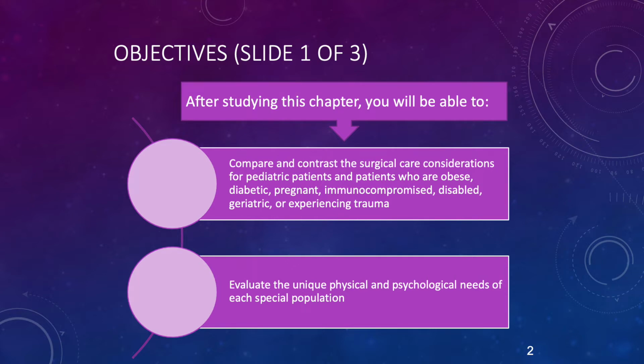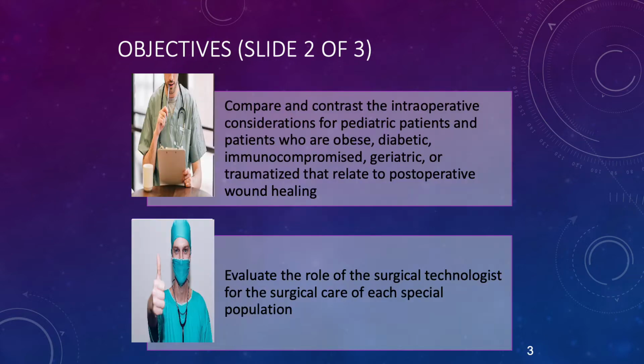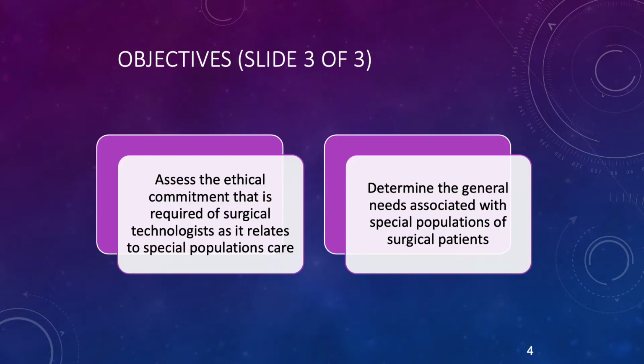After studying this chapter, we should be able to compare and contrast different surgical care considerations for a variety of specialty populations. We should also be able to evaluate the physical and psychological needs of each specialty population, as well as compare and contrast the intraoperative considerations for each specialty population, and evaluate the role of the surgical tech in regards to each of those specialty populations. We should also be able to assess the ethical commitment that's required of the SurgTech as it relates to these populations and their care. And lastly, determine the general needs associated with each of those special populations.